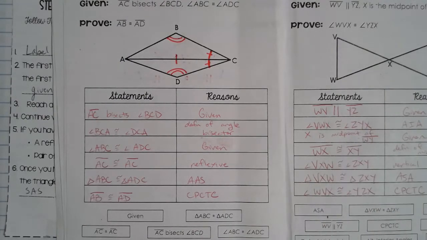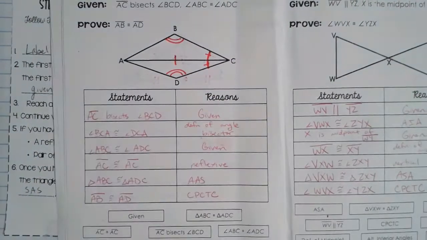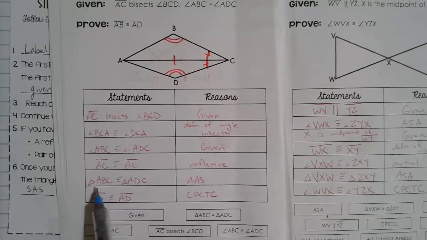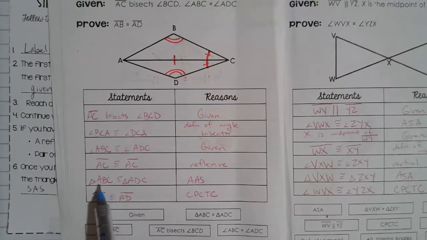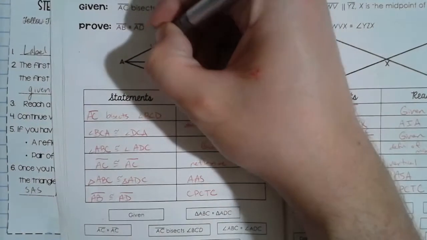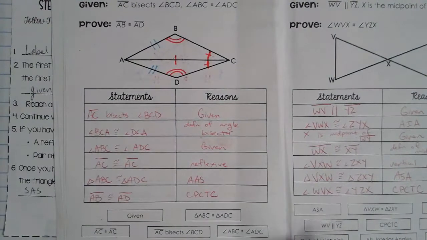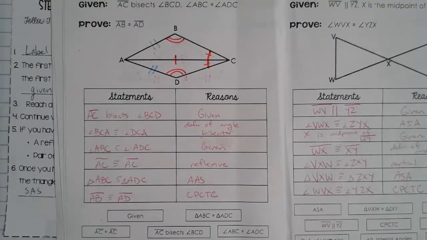So now we refer back to our proof statement, which was that segment AB must be congruent to segment AD. Well, if we look at our congruency statement down here, that seems to make sense. AB being the first two letters here, AD being the first two letters here. So that means that these two segments up here must be congruent by CPCTC.